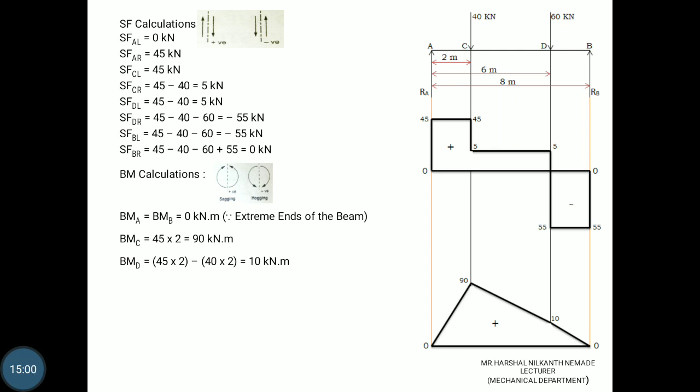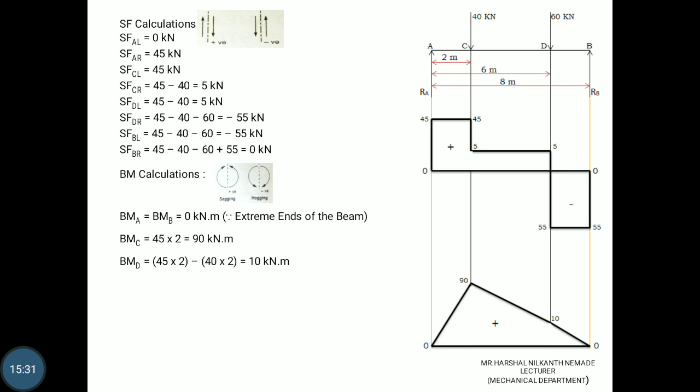After that, at C point only it will come down. How much? It will be 5 kilonewton. At D point it will again be 5 kilonewton. From 5 kilonewton at the same D point it will go downward to minus 55 kilonewton. At B point also it will be 55 kilonewton. So I will join a straight horizontal line. After that, at B point only it will join to the 0 point.